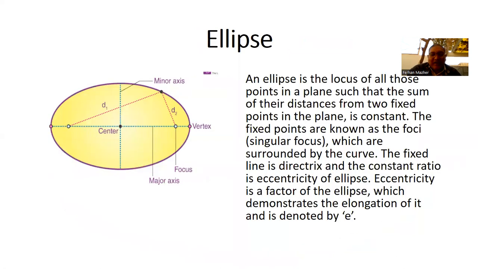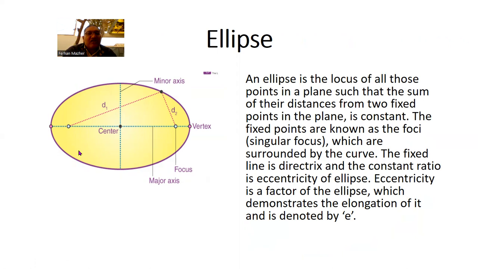Okay. So here we have a few text about this. These are those pins, and we call them focus. This is focus. This is center. This distance is called D2. This distance is called D1. This is the minor axis. This is the major axis. This whole shape is called the ellipse.